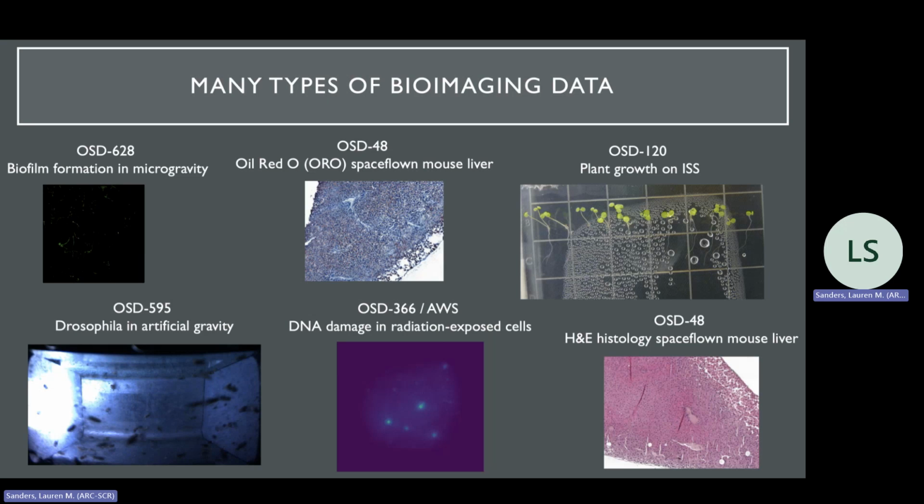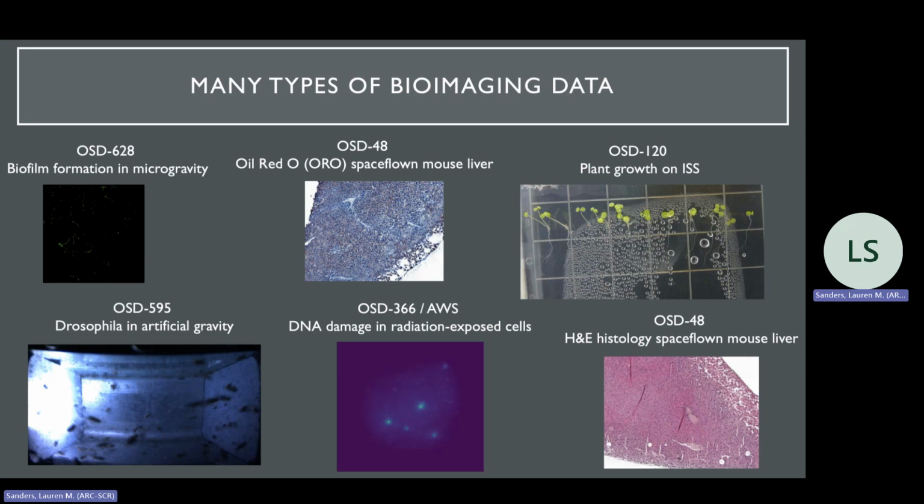Then at tissue level from OSD 48, we have microscopy images showing oil red O staining, which shows fatty lipid concentration within the livers of mice that have been flown to space. Or on the bottom right, at the same resolution, we have histology images of those same livers. And then on the bottom in the middle, from OSD 366 and the AWS Open Data Repository, at the cellular level, we can show DNA damage in an individual radiation-exposed cell.